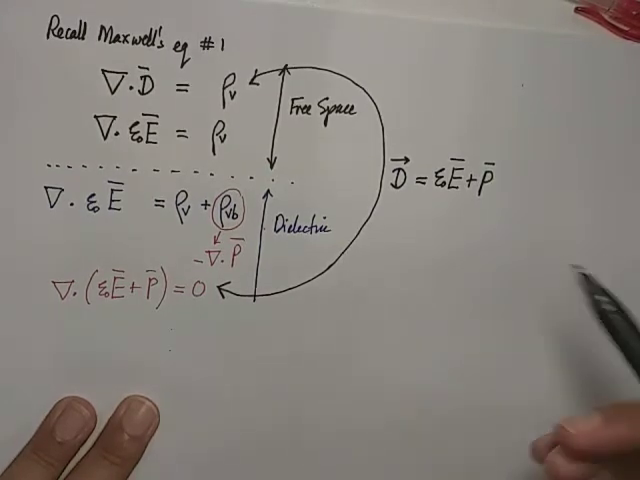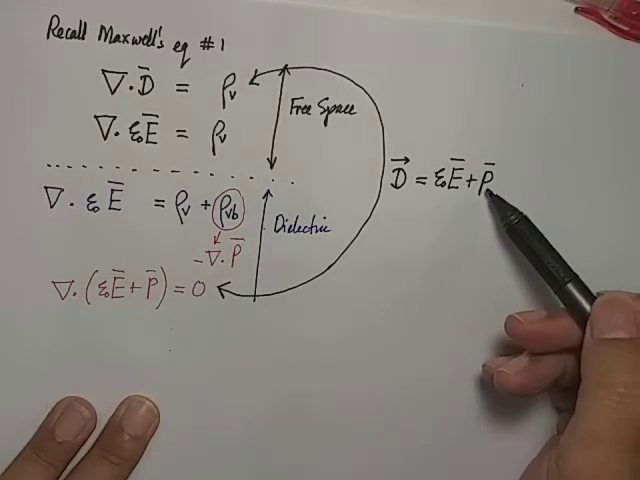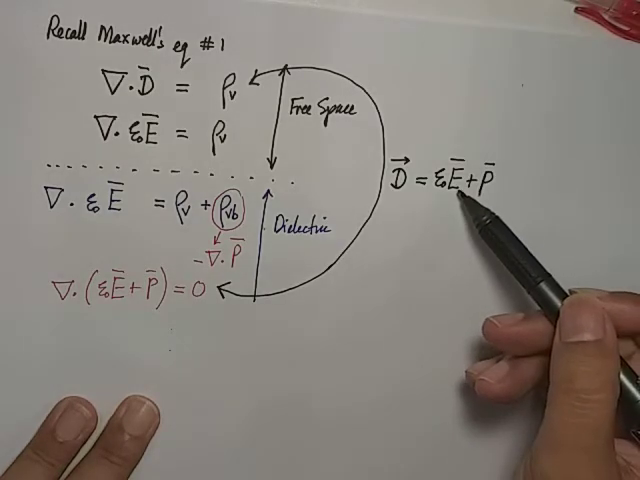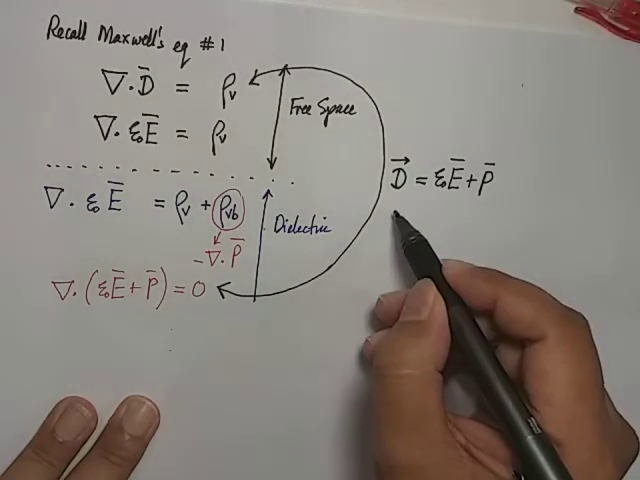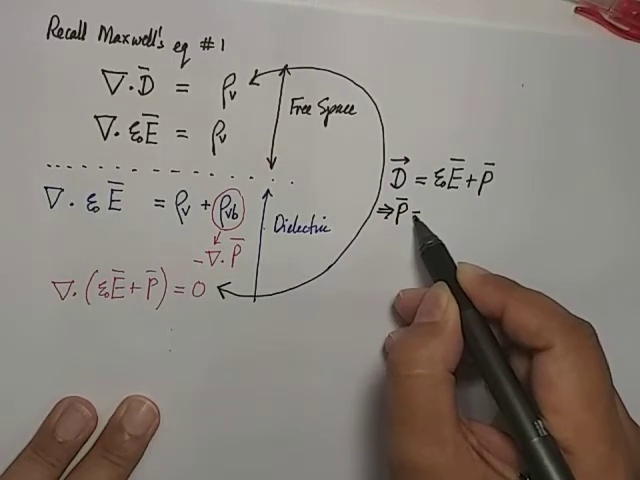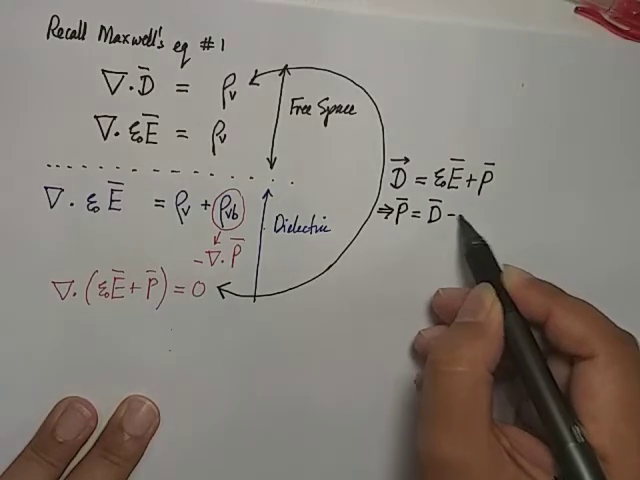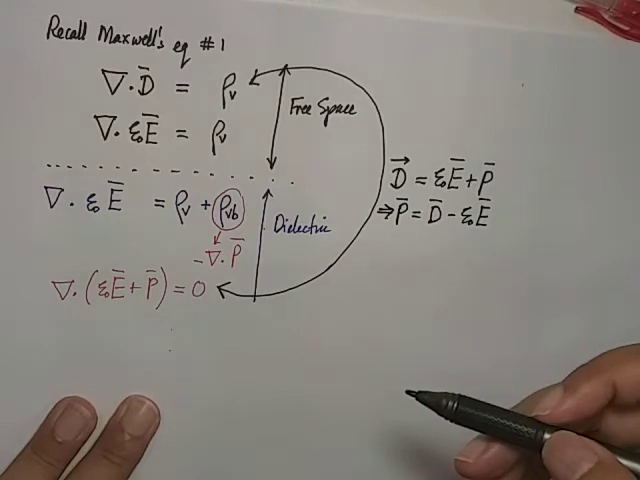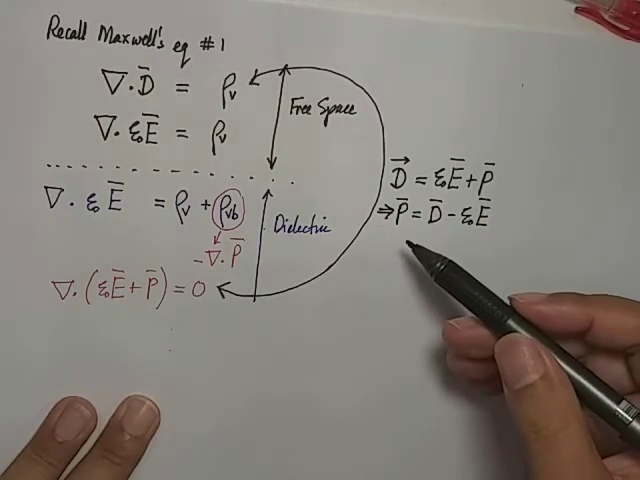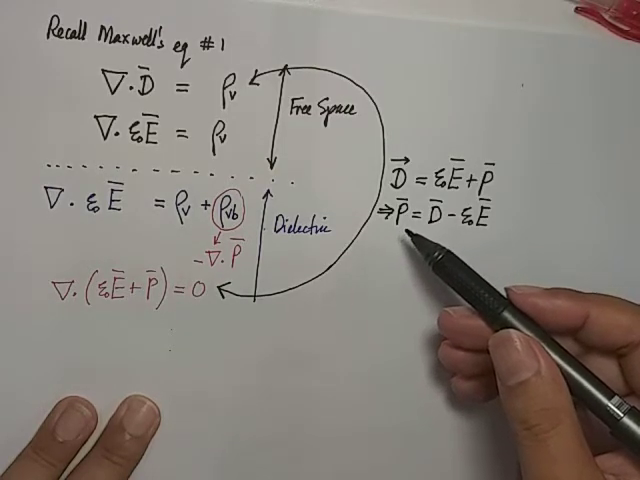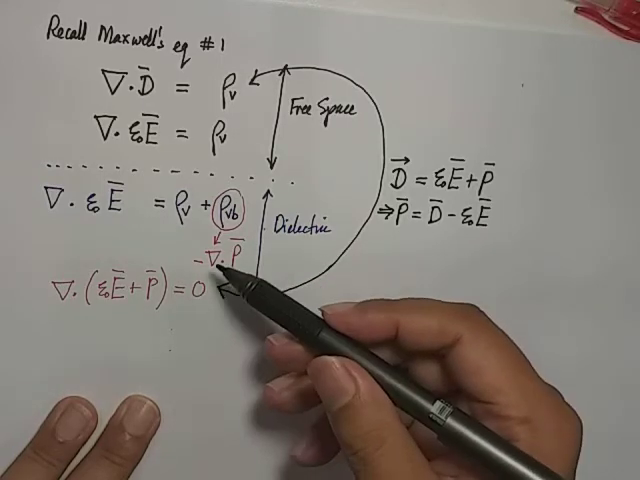Okay, so how do we determine the P? The P can be obtained when we know the D, and we also know the E. So for us to obtain P, the P is actually equal to D minus epsilon naught E. So very important, because when you want to find rho SB, remember we need to know the P. So by knowing the P, then only are we able to calculate rho SB. And also by knowing the P, we'll be able to calculate rho VB.